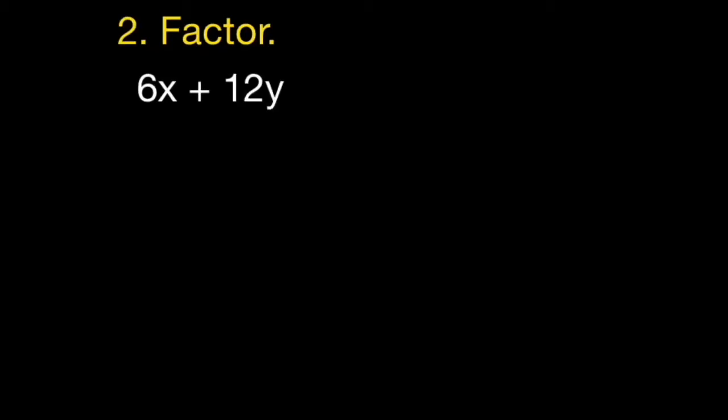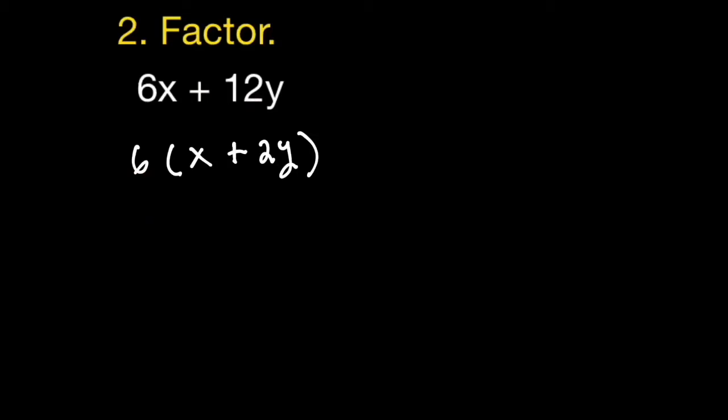Let's consider example 2. We have 6x plus 12y. Here, the terms don't have a variable in common, but 6 and 12 are both divisible by 6, so we can factor out a 6. We can rewrite the expression as 6 multiplied by 6x divided by 6 is 1x, plus 12y divided by 6 is 2y. And we've successfully factored this binomial using the GCF.